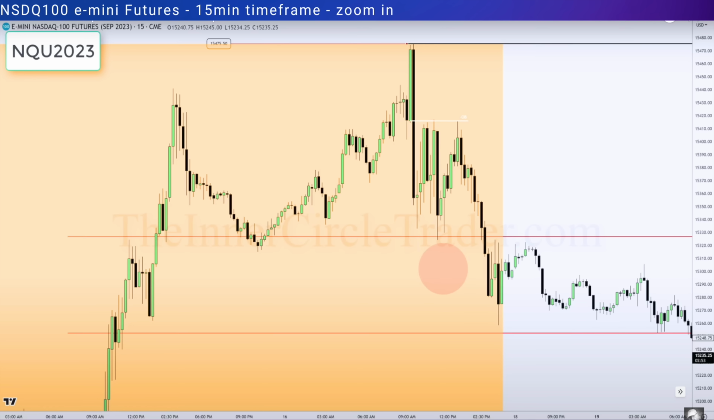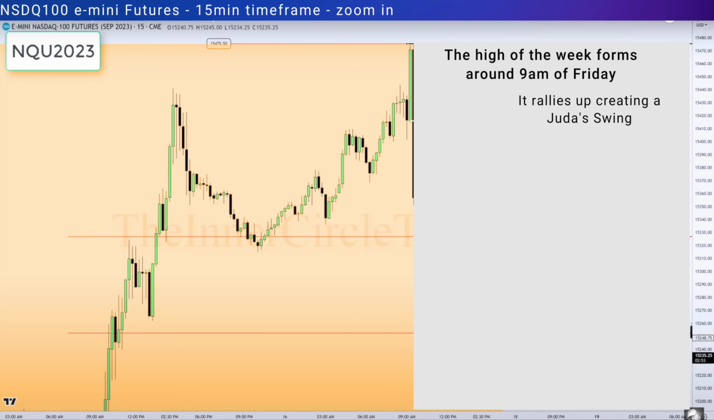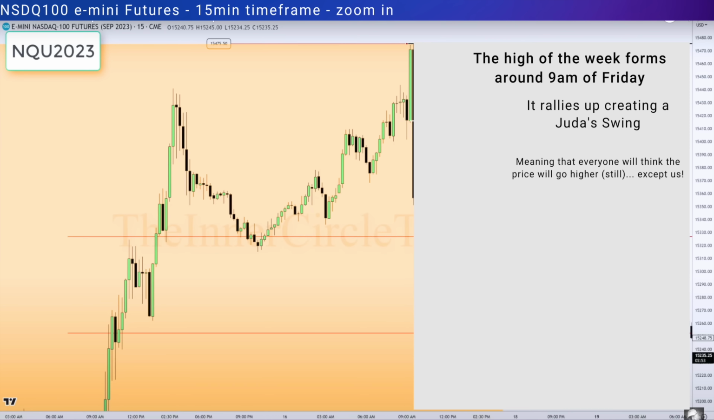So remember, everything in orange regards the weekly range and the weekly price movements of that week from Monday until Friday. I'm going to cover now part of the chart so that we can focus one at a time on the price movements. So the high of that week formed around 9 a.m. on Friday. It rallies up, creating a Judas swing. When the price creates a Judas swing, that means that everyone will think that the price will keep going higher still. But that's not going to be us. We know that we are expecting the price to come lower.